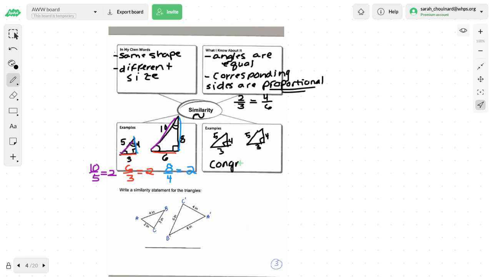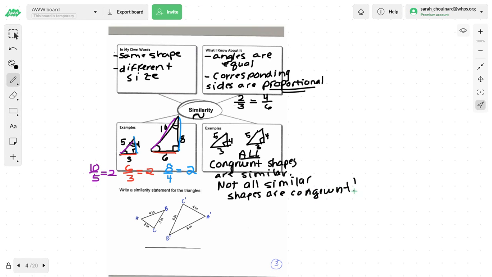So congruent meant same exact shape and size. Congruent shapes are similar. Let's actually say all congruent shapes are similar, but not all similar shapes are congruent. So if you are given two congruent triangles, they have to be similar because their sides are proportional. But not all similar triangles are congruent, as you can see here.